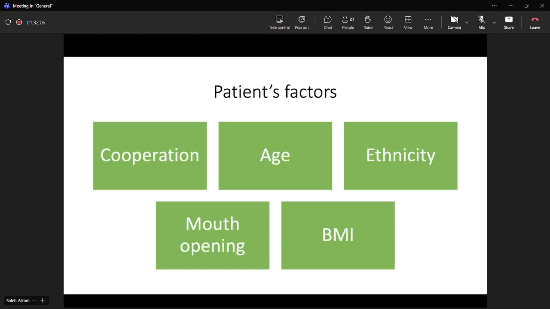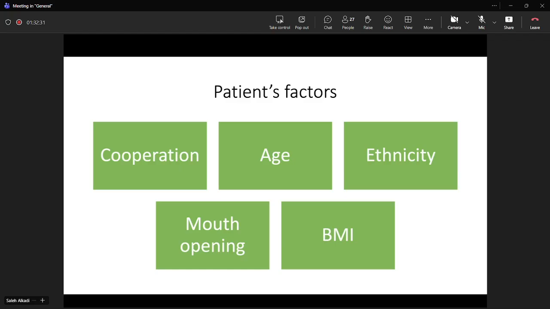BMI is very important also to consider. The more obese the patient, the more difficult the extraction. And again, this is related to the accessibility to the lower wisdom tooth. We know that these patients with high BMI have a very large tongue and, let's say, enlarged buccal mucosa. So this makes the accessibility very difficult for these patients.